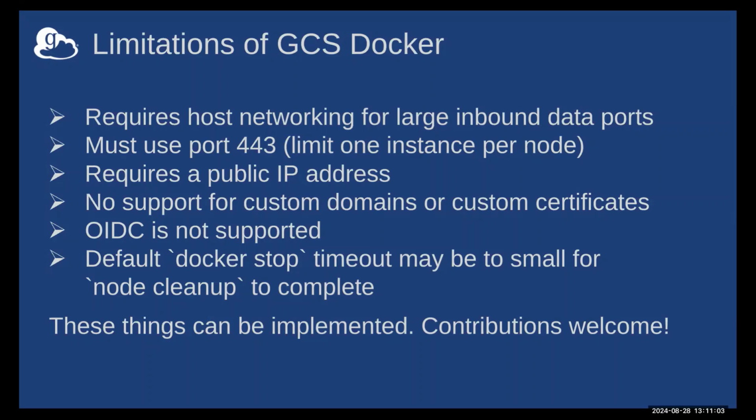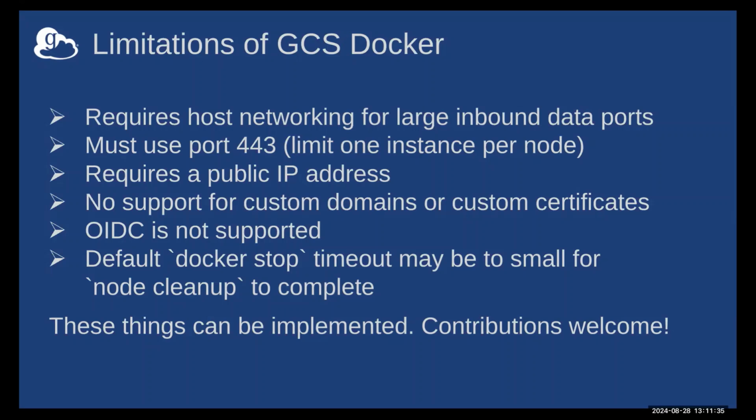Also, the container has to be run on port 443. Now, with Docker and other services, you might think the container could map to another port, say 4433 external to 443 internal, but it's not quite possible yet. The container requires a unique IP address that can be reached by transfer and by your users when they use the Globus web app. We don't currently support, within a Docker container, custom domains, custom certificates, or Globus OIDC.